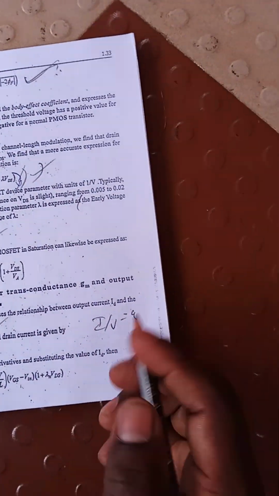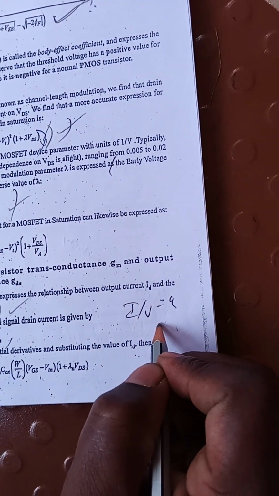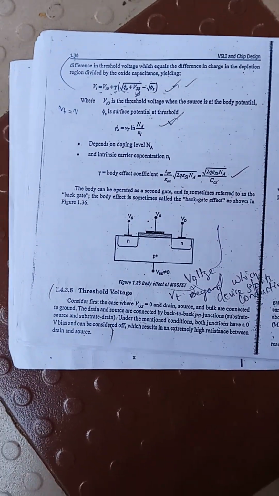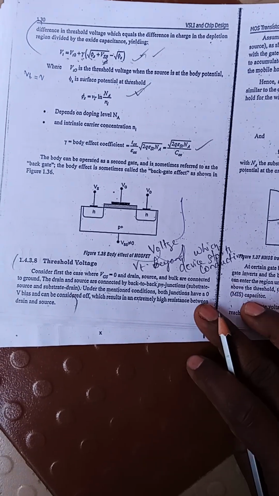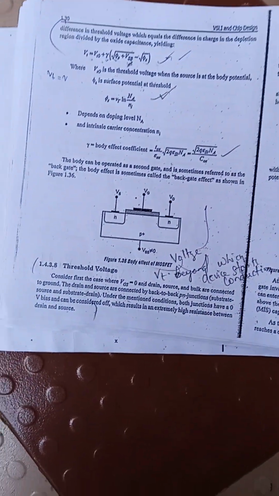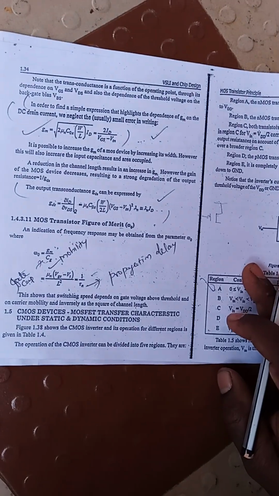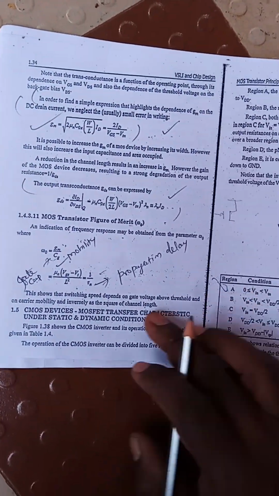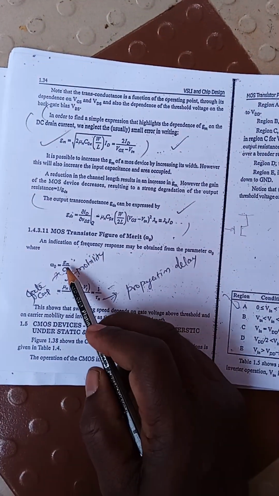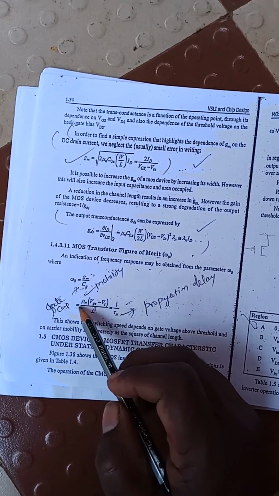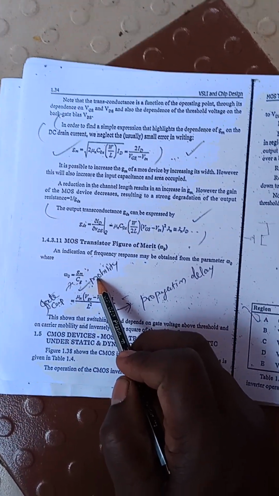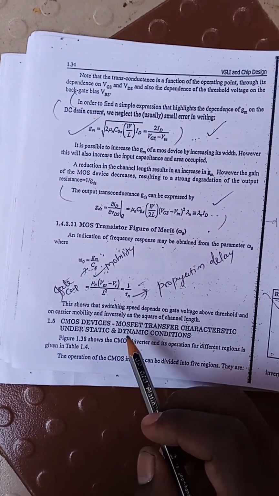And next you have the transconductance. Transconductance is nothing but I by V. And the threshold voltage: if we increase the voltage beyond the threshold voltage, what will be the nature? That is discussed here under threshold voltage. And mobility. The figure of merit should be transconductance divided by the capacitance. It depends on mu, the mobility factor, and tau n, the propagation delay.